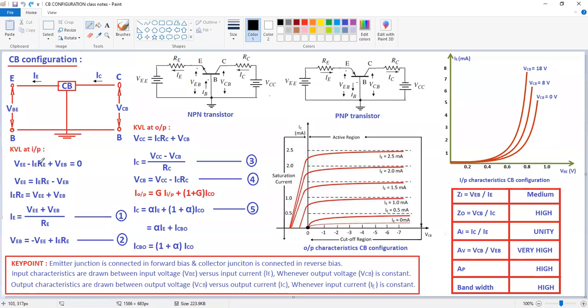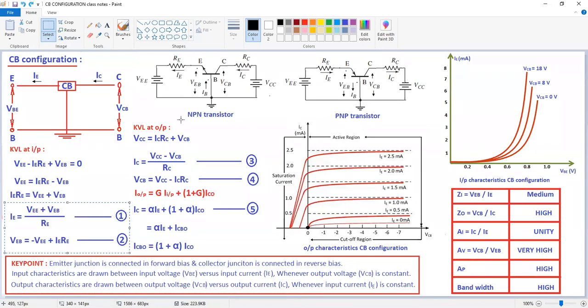If it comes to the RHS side, it will become positive. So that's why IERE is equal to VEE plus VEB. From this, you can write the equation of IE as VEE plus VEB by RE. Now this is the input current equation and input voltage equation. Now we got the input voltage as well as input current from this input circuit.